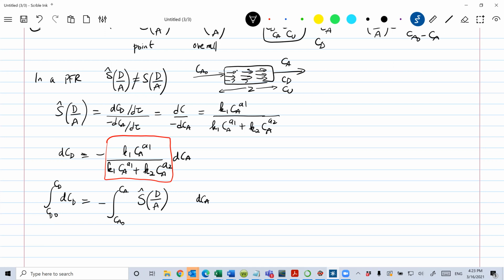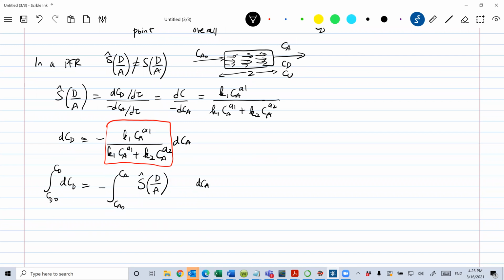All right. Now, a couple of things you can see. The first thing to see is if CD naught equals 0. Let's make sure to do this right. Then you can say that CD, the concentration of D coming out of your reactor, is, I put the minus sign in the limits.